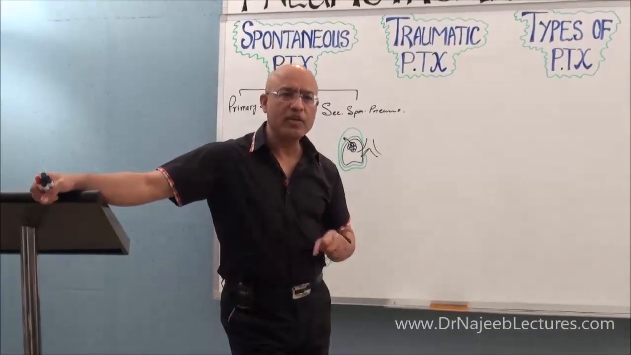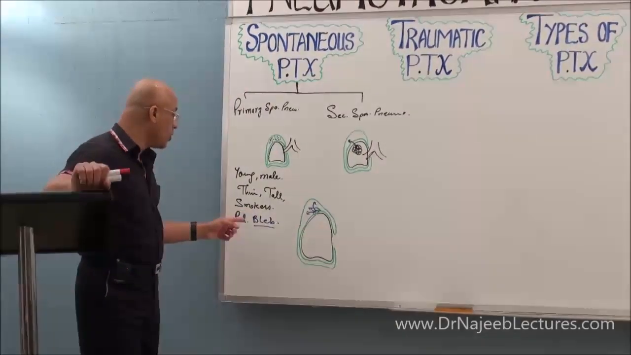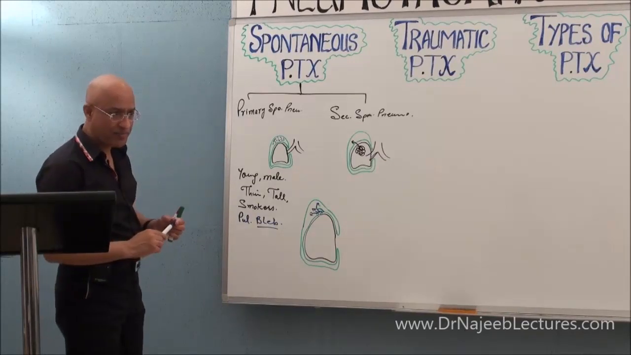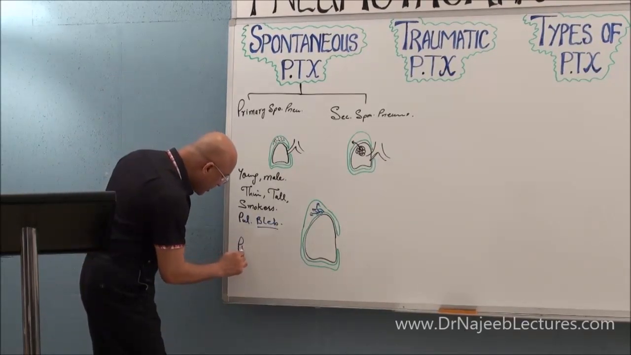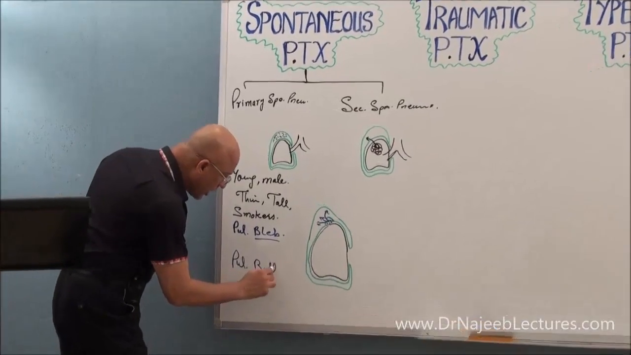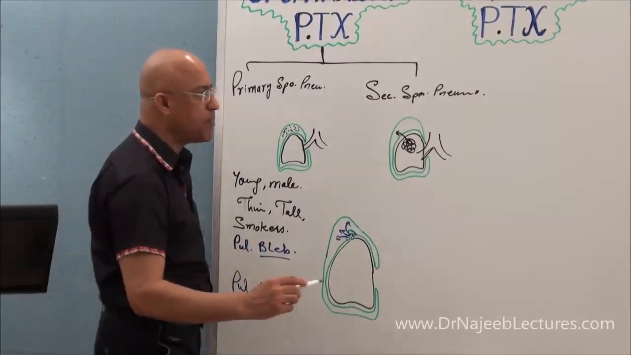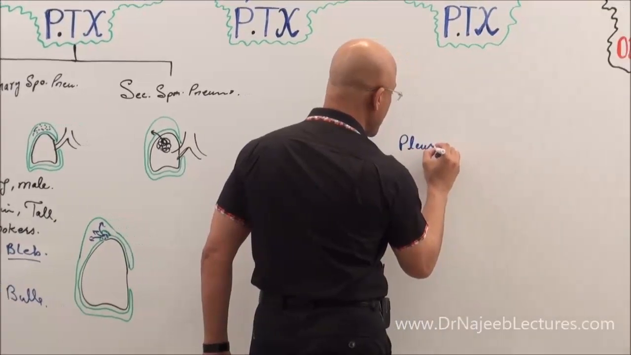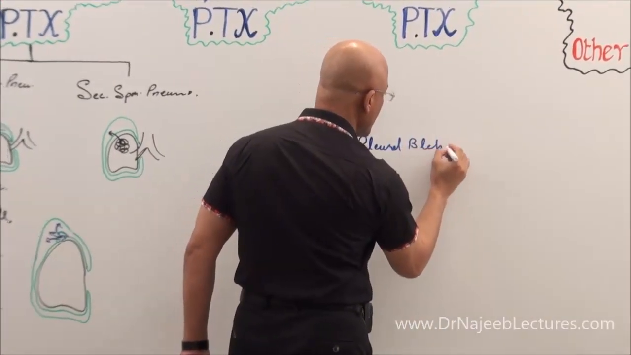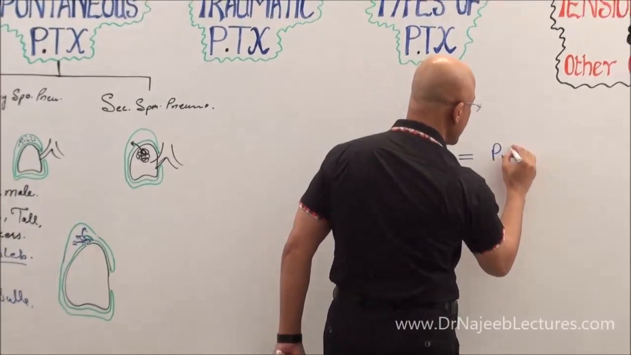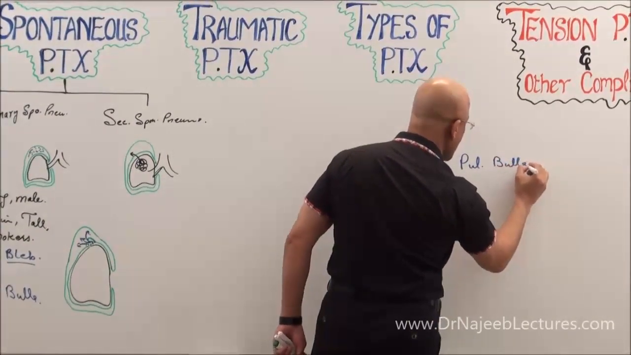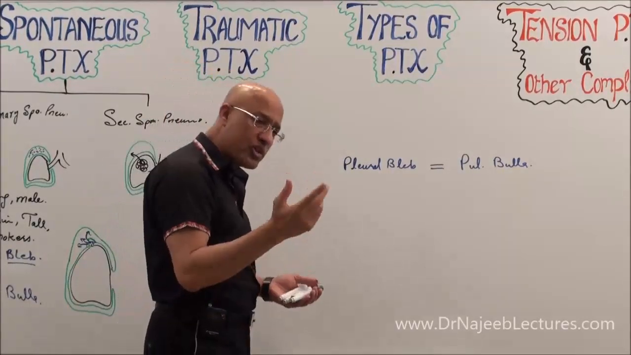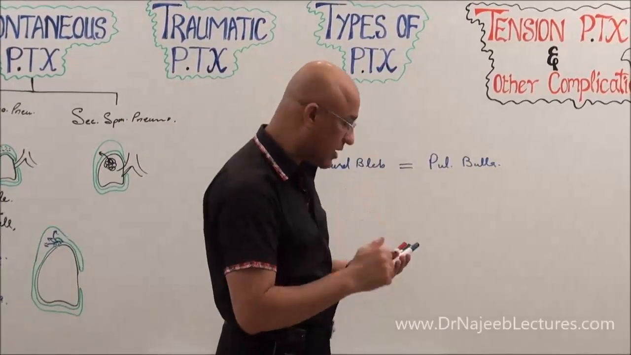Now, another term which is used, these are pleural blebs. Another term is used, pulmonary bulla. Have you heard of it? Pulmonary bulla. What is the difference between bleb and bulla? I put it here, pleural blebs or pulmonary bulla. Both are air-filled spaces. Both can lead to pneumothorax. But there is a significant difference.